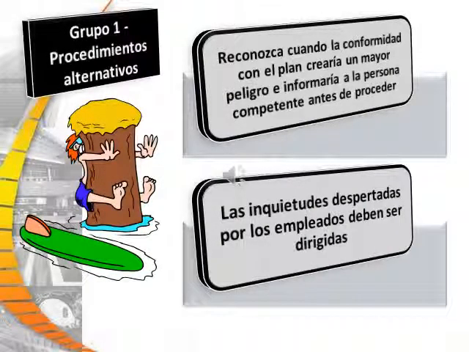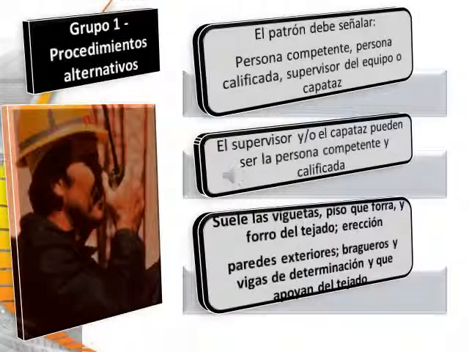Alternative procedures call for recognizing when compliance with the plan would create a greater hazard and informing the competent person before proceeding. Concerns raised by employees must be addressed. The employer must designate a competent person, qualified person, crew supervisor, or foreman. The supervisor and/or foreman can be a competent and qualified person.